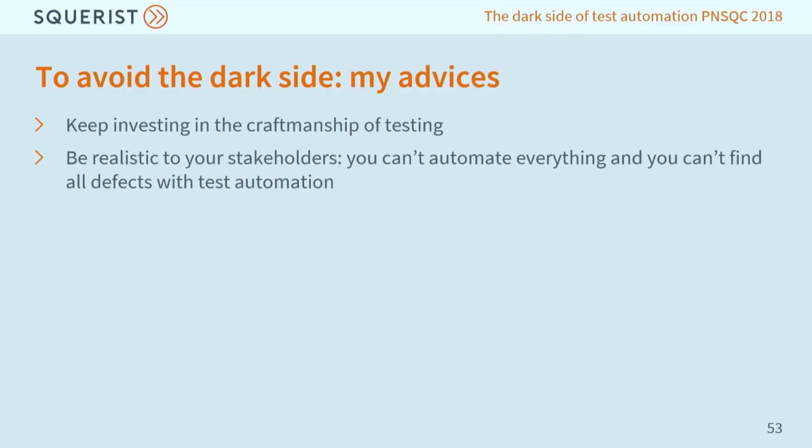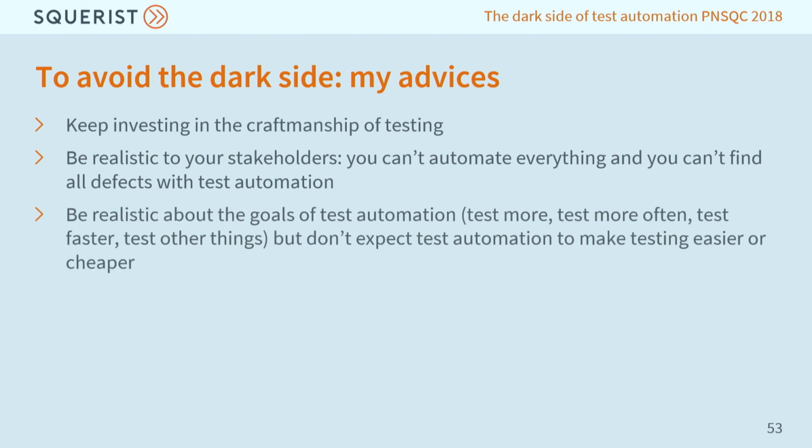Second, be realistic to your stakeholders. A lot of stakeholders expect things that are not realistic. Go to them. Discuss it with them. Ask questions. What do you expect? When do you think that we are successful? And if you think they're not reasonable with their expectations, say it to them. Be realistic about the goals.